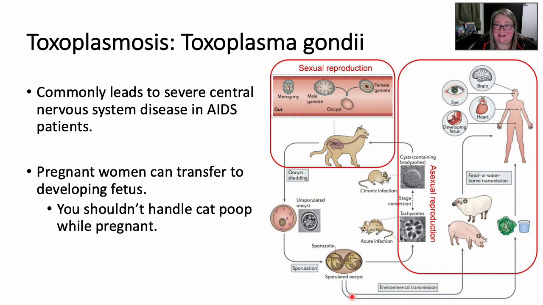Cat poop can get into things like fertilizer, which then can contaminate vegetables. Cat poop gets into the water supply, which then contaminates the water. So this is a foodborne and waterborne transmitter.